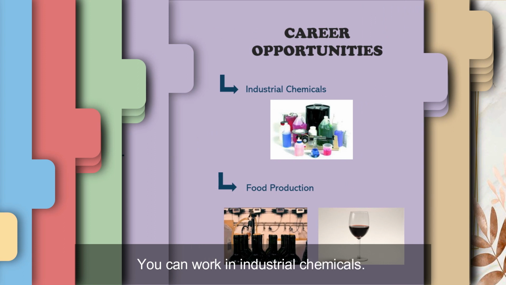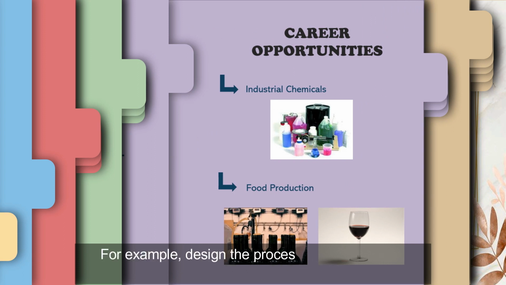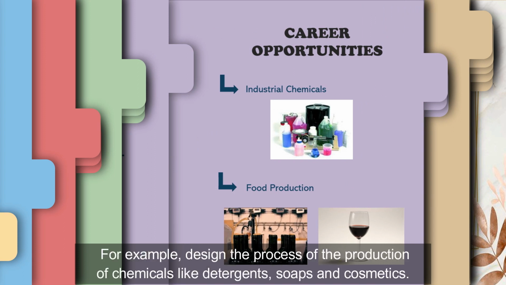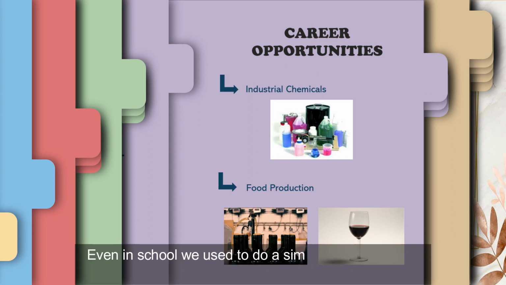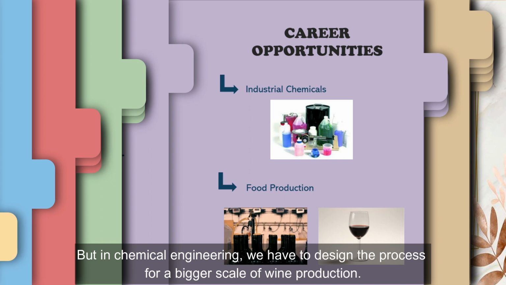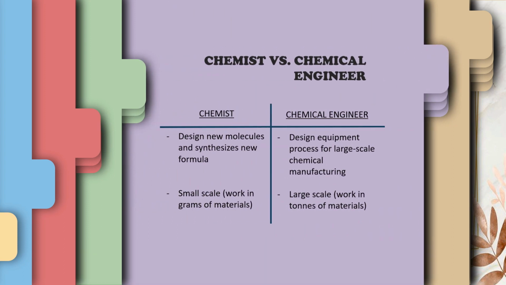You can work in industrial chemicals. For example, design the process of the production of chemicals like detergents, soaps and cosmetics. You can also work in food production. We can take the wine industry as an example. Even in school we used to do a simple lab experiment for ethanol production. But in chemical engineering, we have to design the process for a bigger scale of wine production.